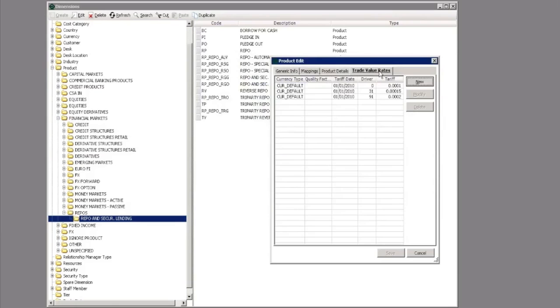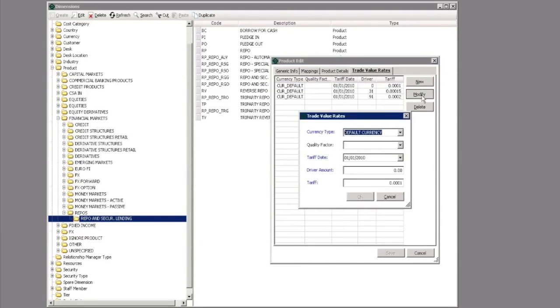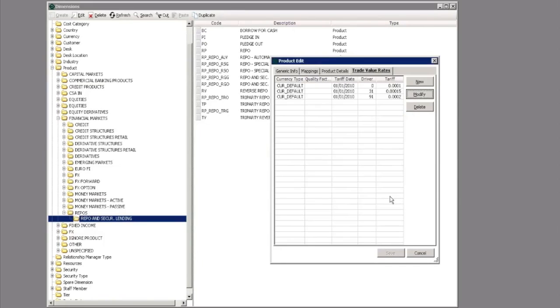Then you have your actual tariff rates. So you can see here we store them against a currency type. That currency, just to illustrate, could be a default currency, so it's all currencies, or it could be any currency grouping as you set your reference data up. We can include quality factors, and these are just as you define them. They could be one-way price, two-way price, etc. And then you have an applicable date, a driver amount, depending on whether it's tenor or volume, and then what the tariff is itself.